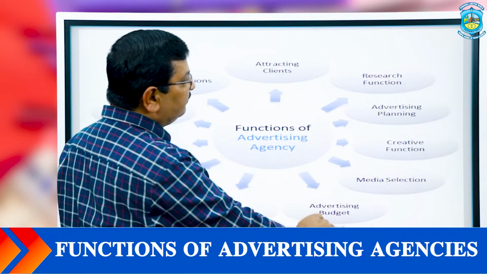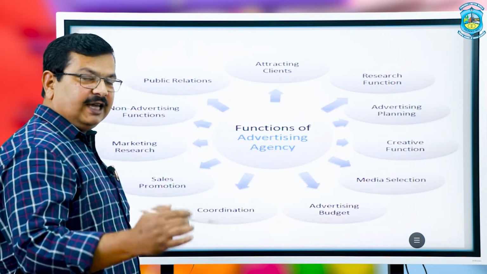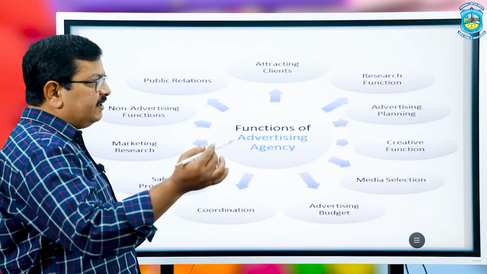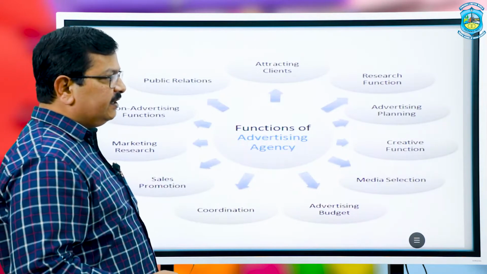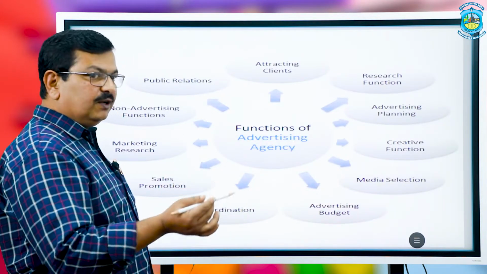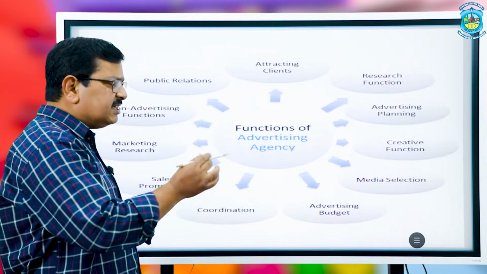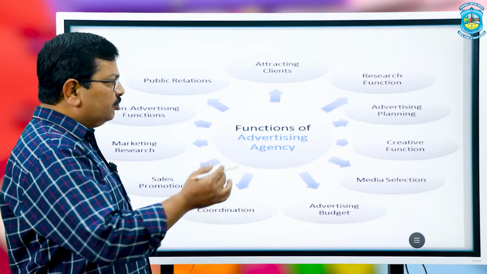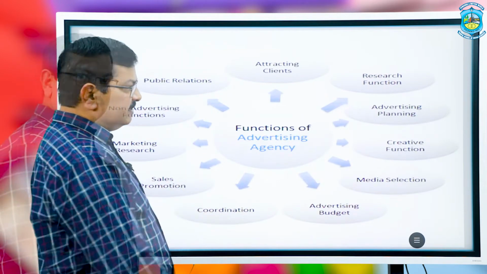To begin with, the first and foremost function is advertising planning. In advertising planning, you have to plan what type of advertisement you will be doing, what type of messaging will be there, what product, what will be the media, and so on. So this is finalized in discussion with the team. Your entire team will be interacting with the advertiser.